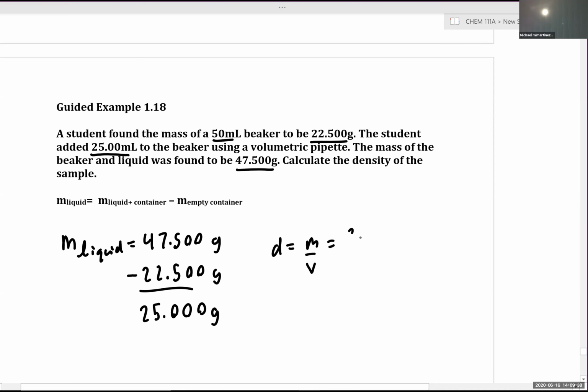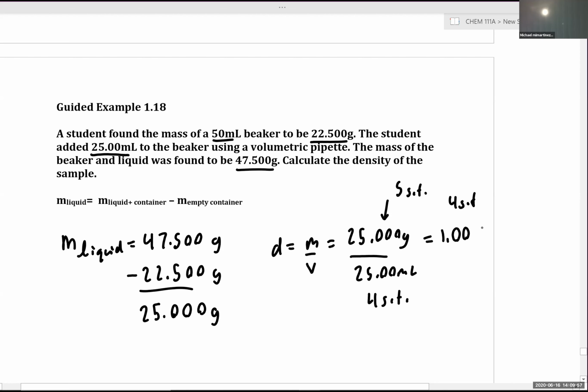So we're going to take 25.000 grams over 25.00 mils. The top number has 5 sig figs. The bottom number has 4 sig figs. So our answer needs to have 4 sig figs. So we'd report this as 1.000 gram per mil. Make sure you are following the sig fig rules when reporting your answers for these types of problems.